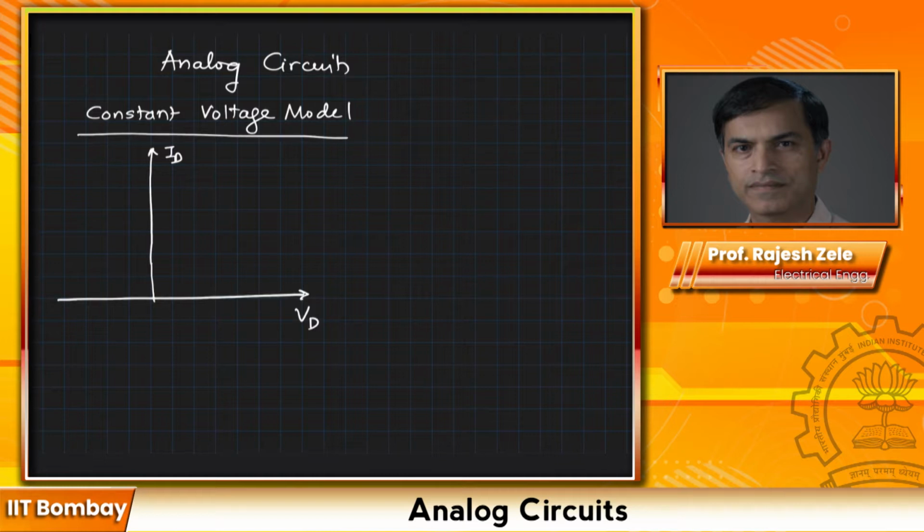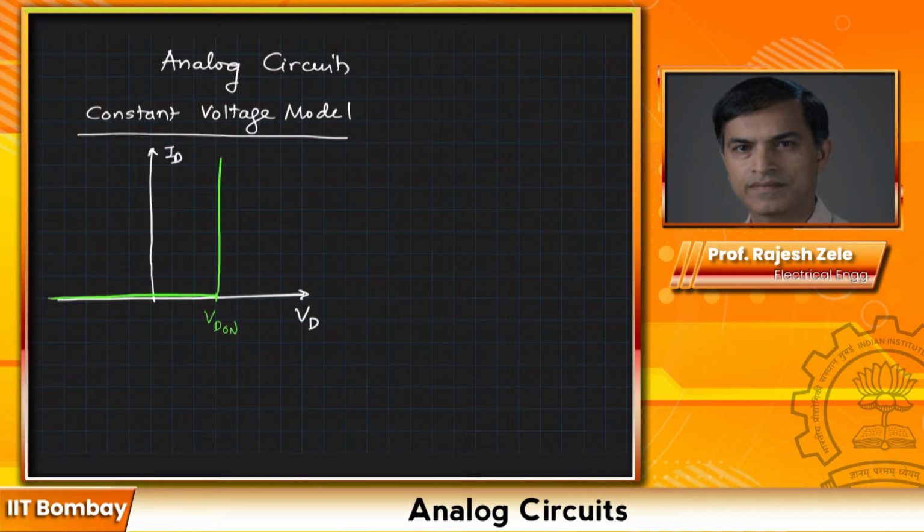In this model, the characteristics of the diode are as simple as this. Let me use a different color. I'm going to use green here. The characteristics is, this is VD on, where the diode fully turns on. So it's an extreme model, but it can work for simple cases.